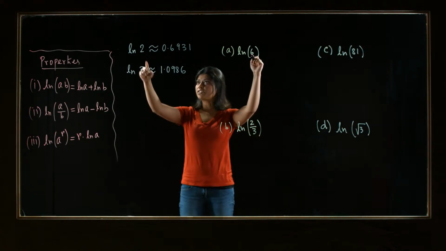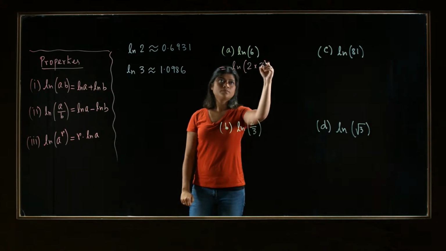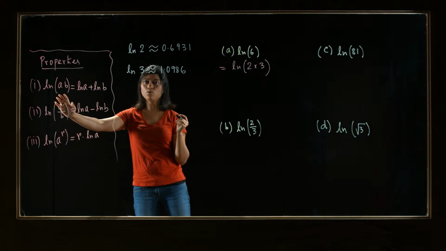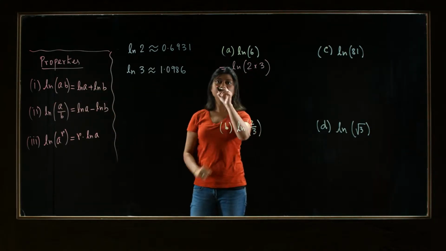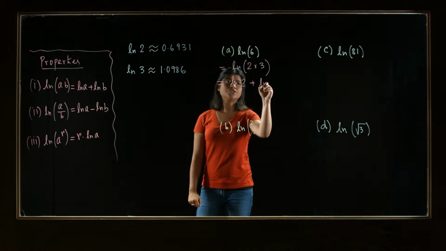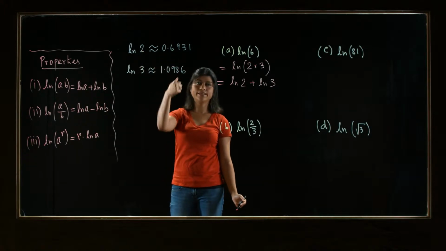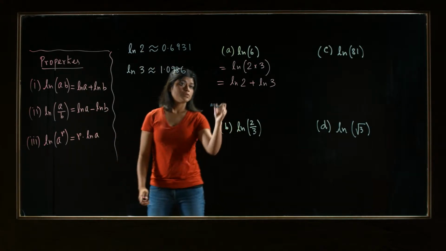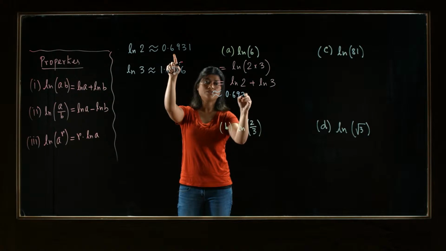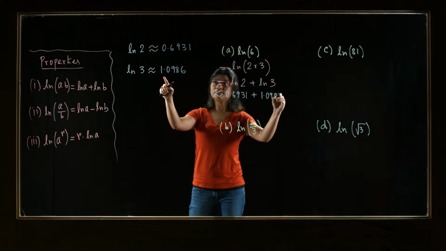Now, how can we write 6 in terms of 2 and 3? We know that 6 is nothing but 2 times 3. And look, as soon as we write it as a product of two things, we can apply property 1 of natural log. Whenever we have natural log of a times b, we can split it as natural log of a, in this case 2, plus natural log of b, which is 3 in this case. And we have the values for ln of 2 and ln of 3. So this is approximately equal to ln of 2 is 0.6931 and ln of 3 is 1.0986.